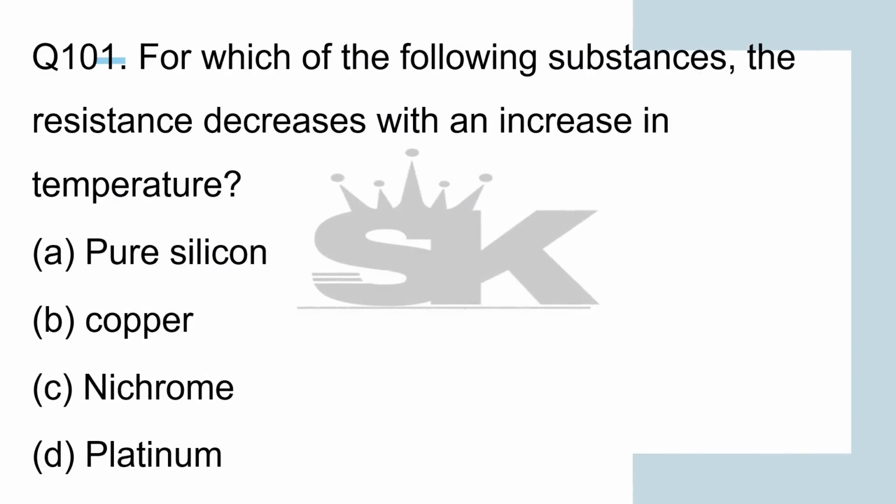First question: for which of the following substances does the resistance decrease with an increase in temperature? The answer is pure silicon. Resistance of a semiconductor decreases with increasing temperature. Pure silicon is a semiconductor. I hope you know this, right?